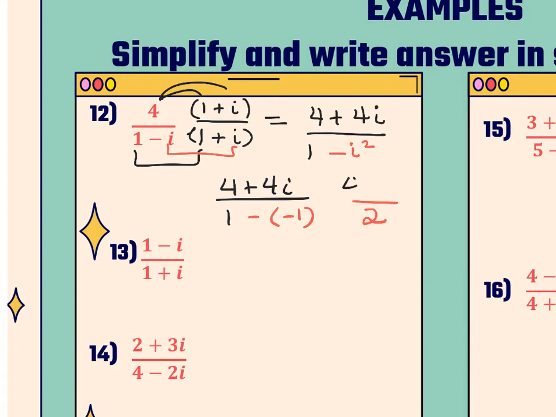Numerator is the same. Now, because I can simplify both the 4 and the 4i by 2, I am going to simplify this fraction. Change these into 2's. So the final answer here is 2 plus 2i.